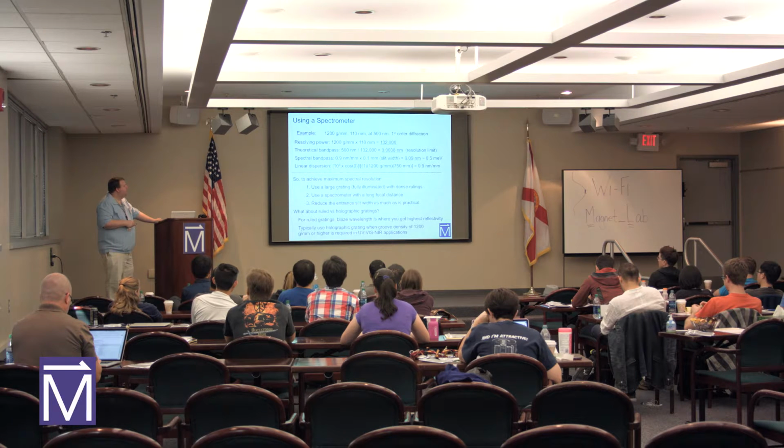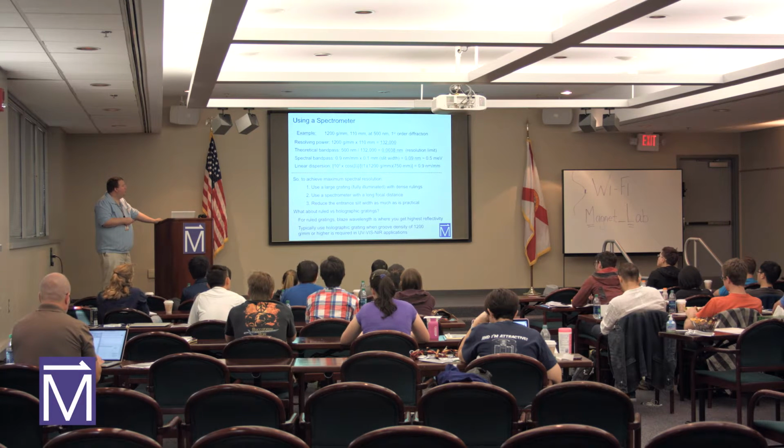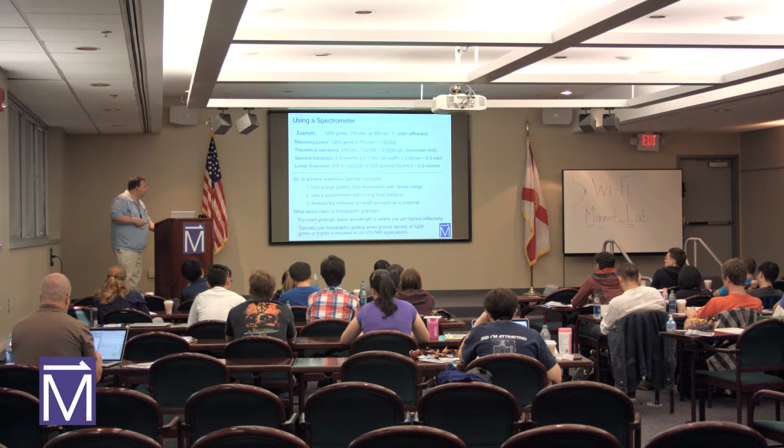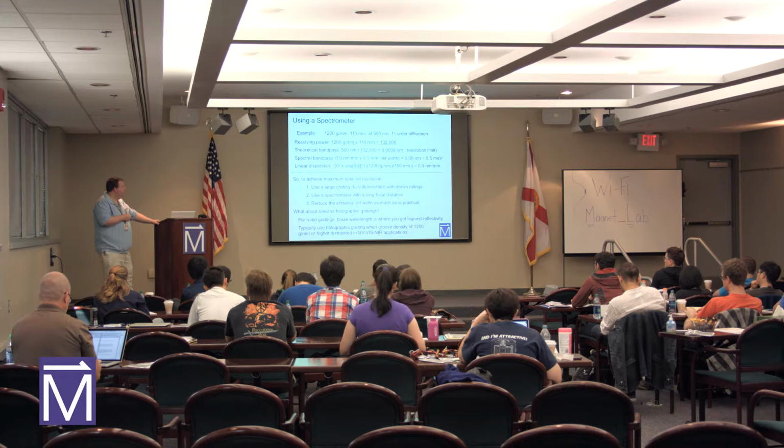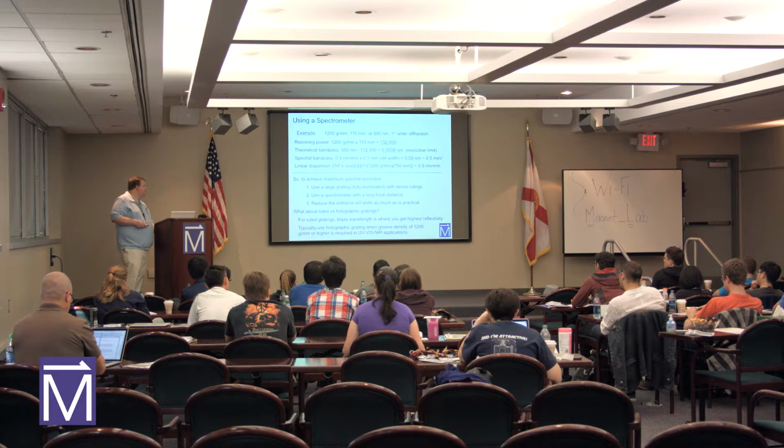And the other aspect is linear dispersion. We'll talk about what this cosine of beta is. It's an angle between the grating normal and the diffracted wavelength. But this tells you essentially how much resolution or bandpass you're going to get as a function of the opening of the slit. So, to summarize, to achieve maximum spectral resolution, use a large grating, fully illuminated with dense rulings, use a spectrometer with a long focal distance, and reduce the entrance slit width as much as it is practical.